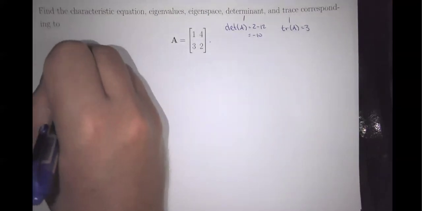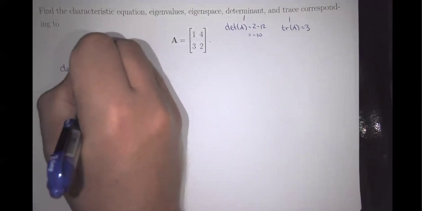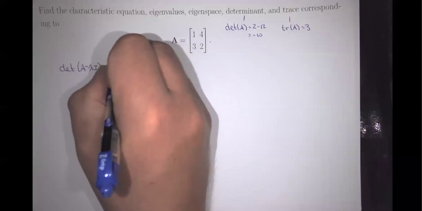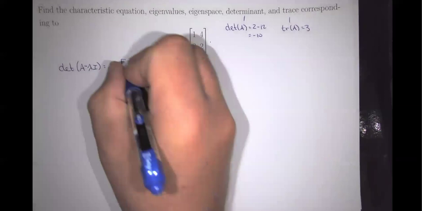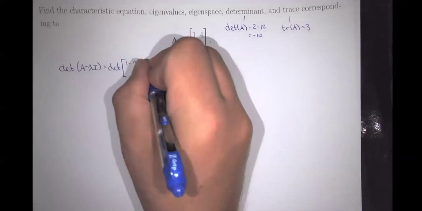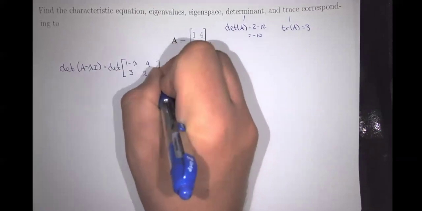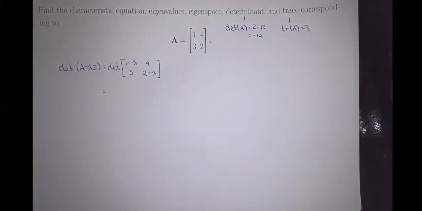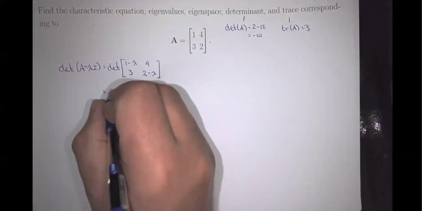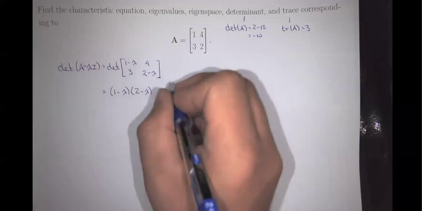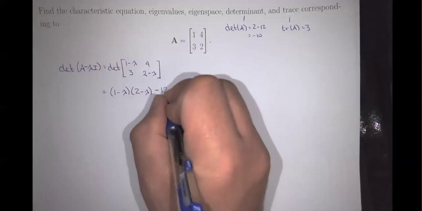So we're looking for the determinant of A minus lambda I. So that's the determinant of 1 minus lambda, 4, 3, 2 minus lambda. All right. Well, when we figure out the determinant, we get 1 minus lambda times 2 minus lambda minus 4 times 3 is 12.